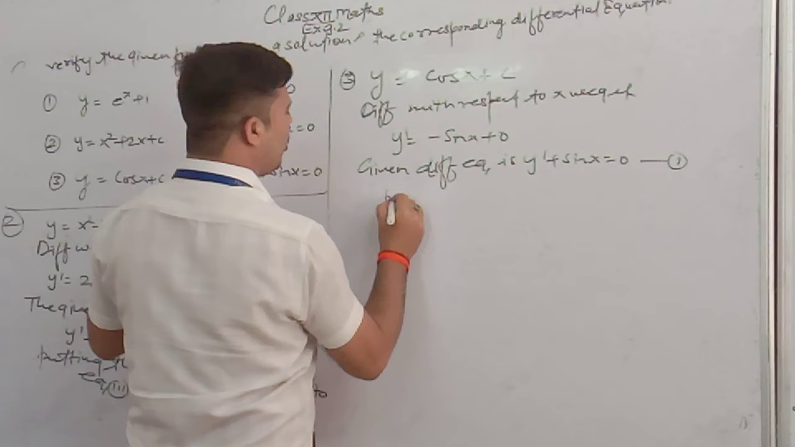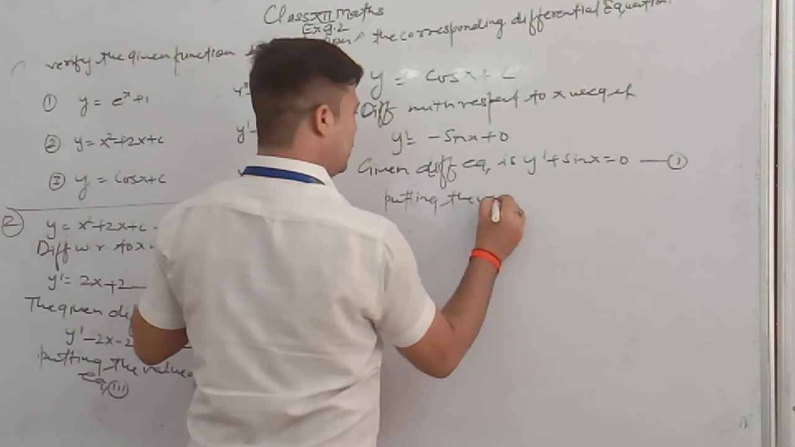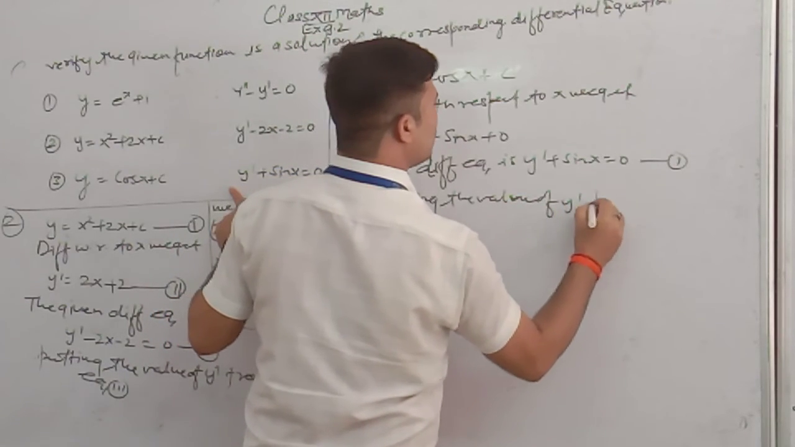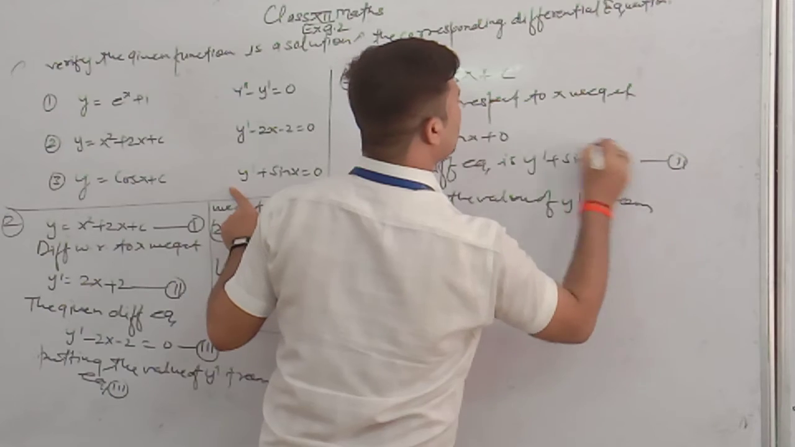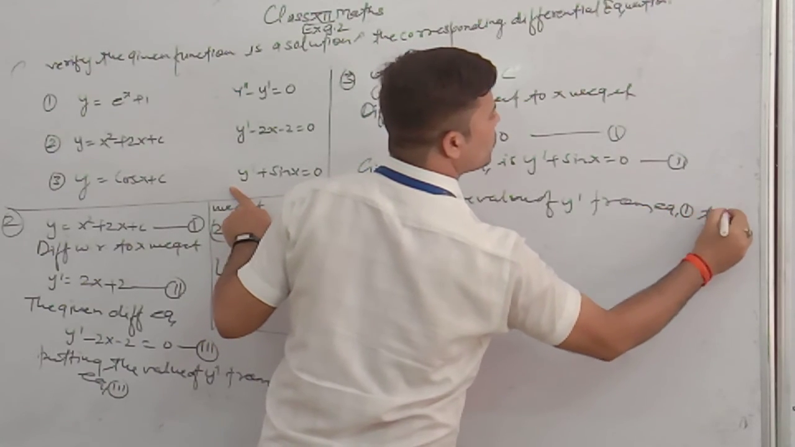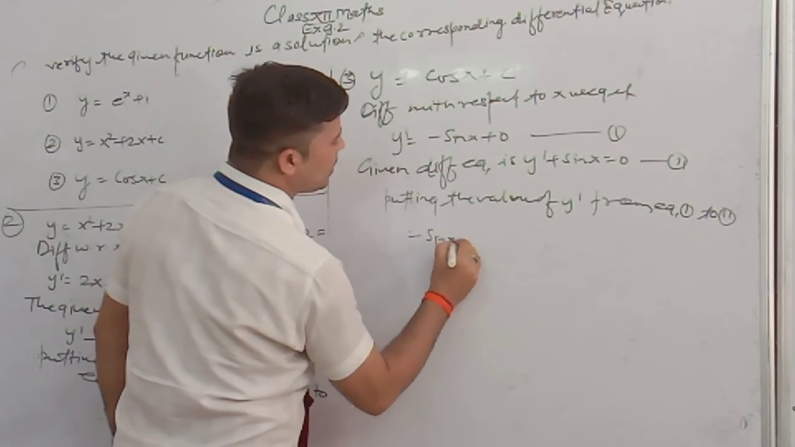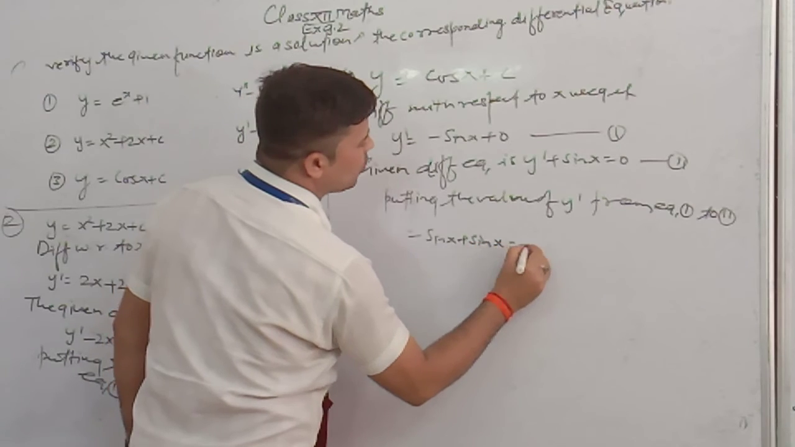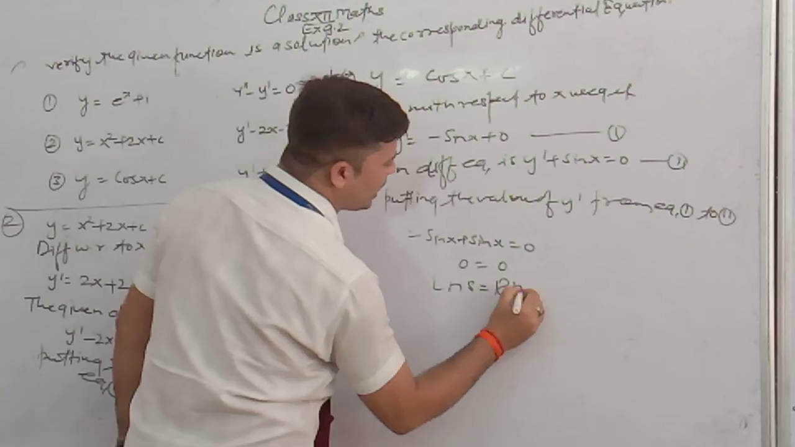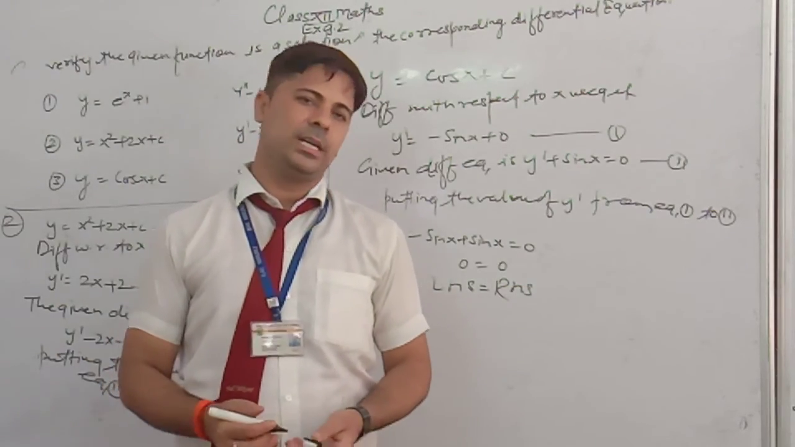So putting the value of y dash from equation 1st into 2nd, this is minus sin x plus sin x is equal to 0, means 0 is equal to 0, means LHS is equal to RHS. Hence the given function is the solution of the given differential equation.